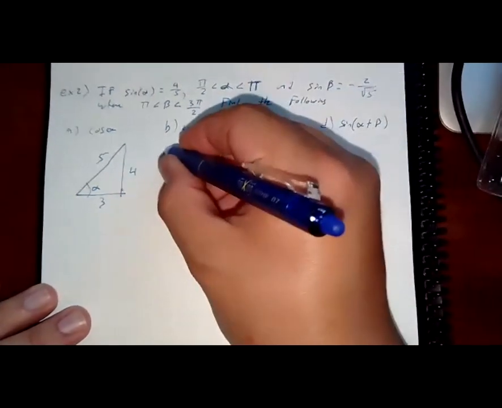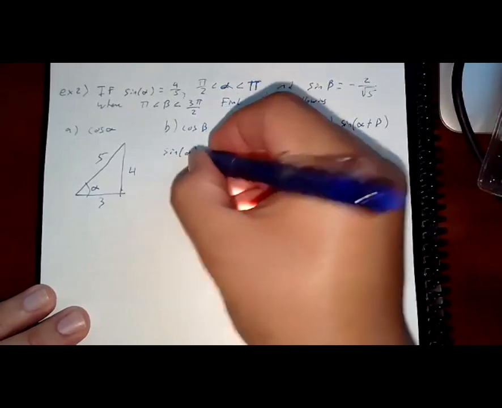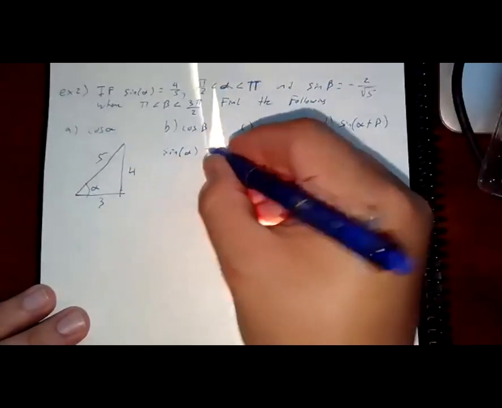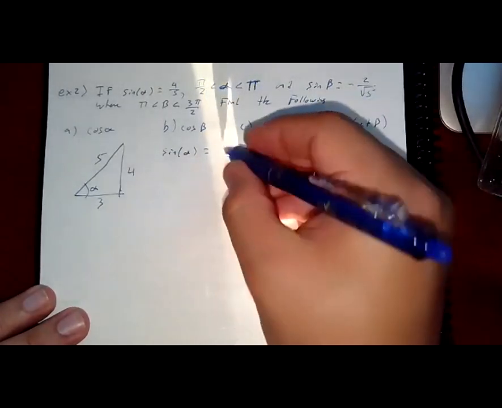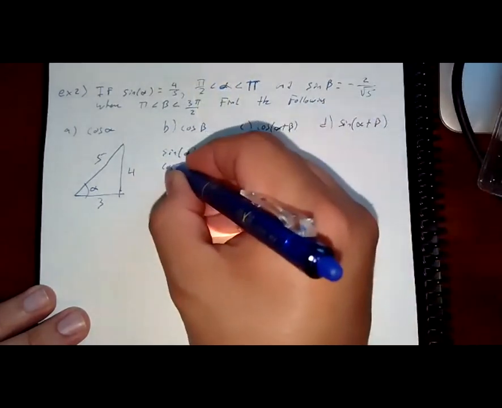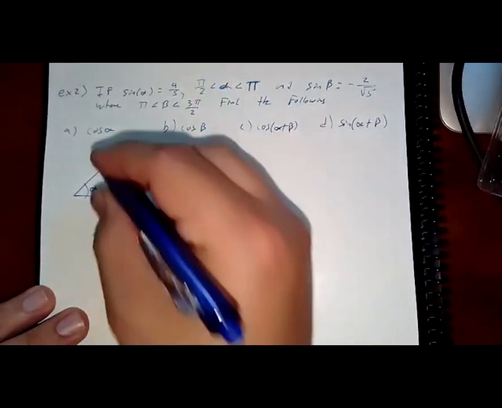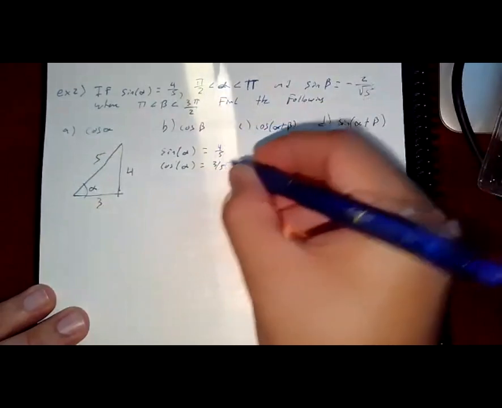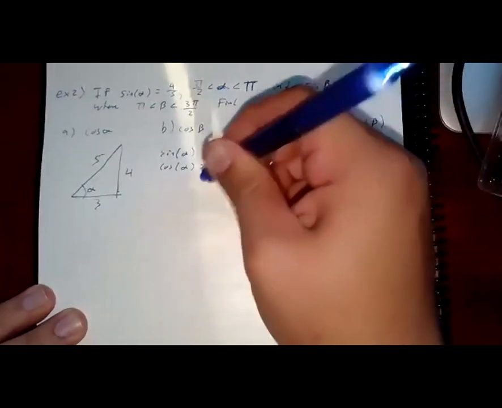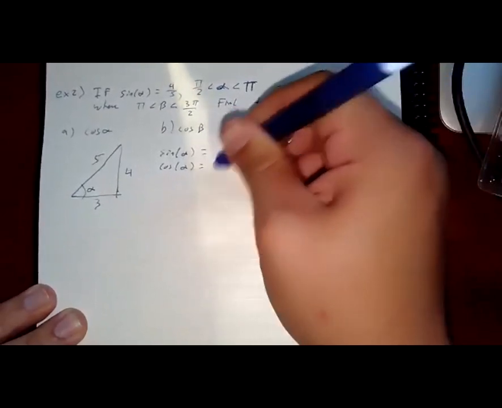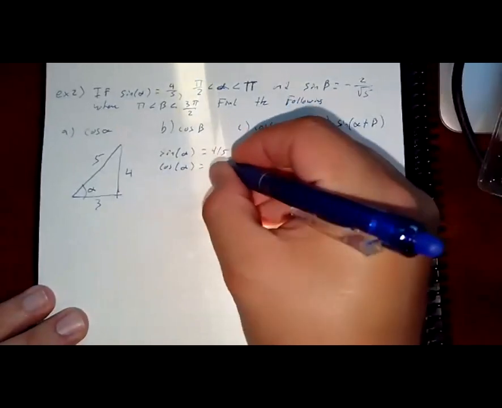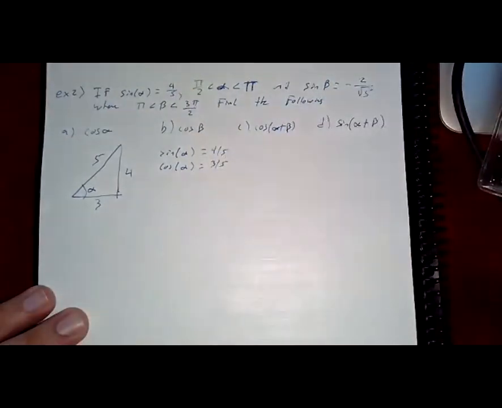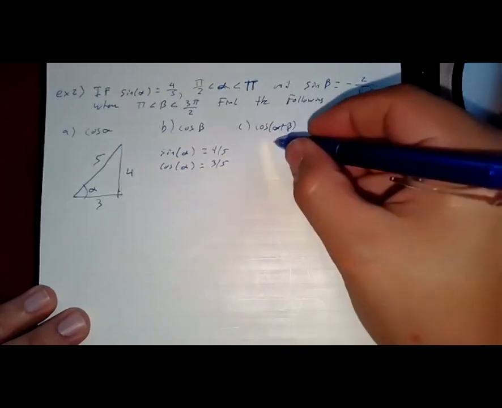Okay, so sine alpha was given to us. That will be 4/5. Now we have cosine alpha. By definition, it is the adjacent over hypotenuse, so -3/5. Let me write that better. Okay. All right, now we need another triangle, right? For the other guys.